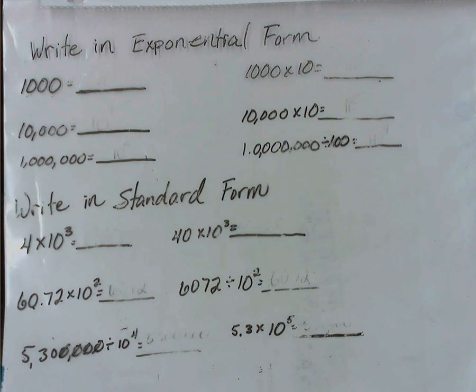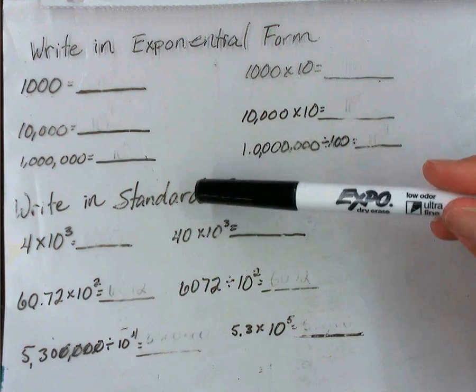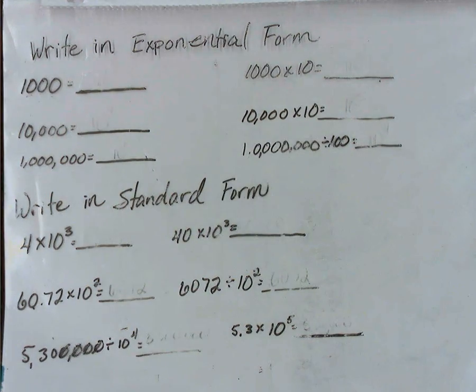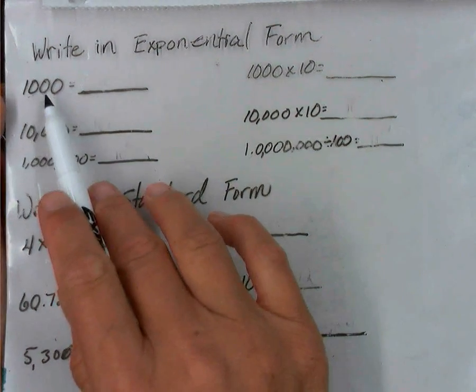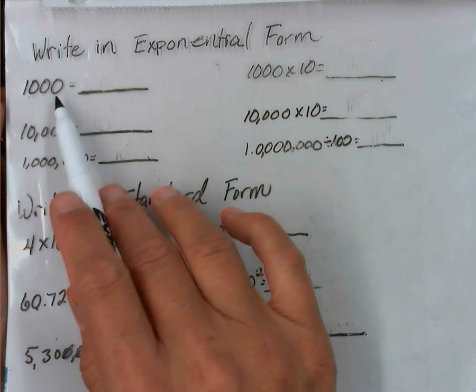Alright, here's the second part of the video I wanted to do for Lesson 3. So what we've got going on here is it's having you think about what's the difference between writing a number in exponential form compared to writing it in standard form. And like we just talked about with that chart, we were looking at if you are going to multiply 10 times itself, how many times does it take to get to 1,000?